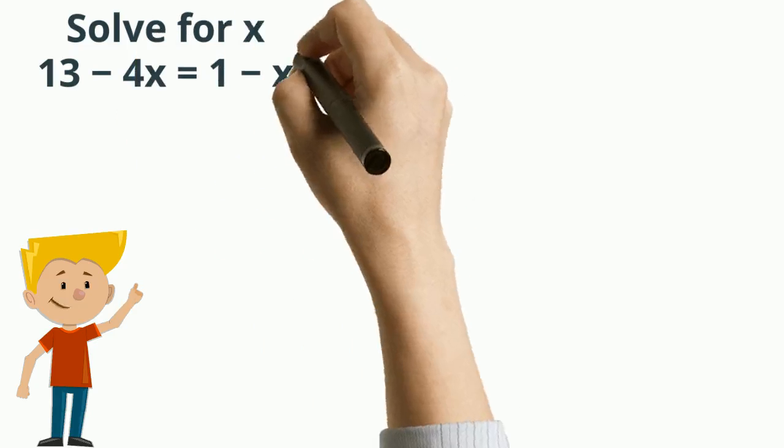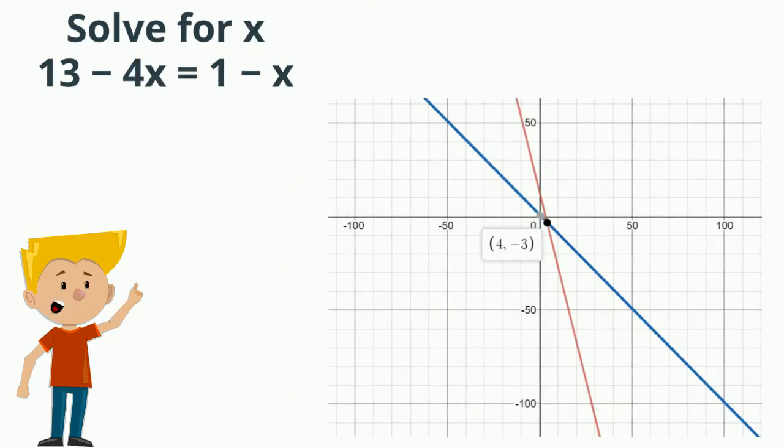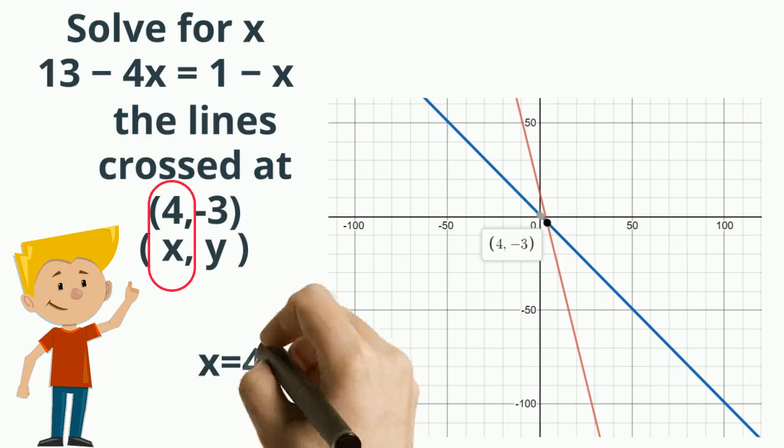So finding x, solving for x, 13 minus 4x equals 1 minus x. We graphed the lines and we saw that the lines crossed at 4, -3. And we know that the x is 4 and the y is -3. So the answer to this equation is x equals 4.